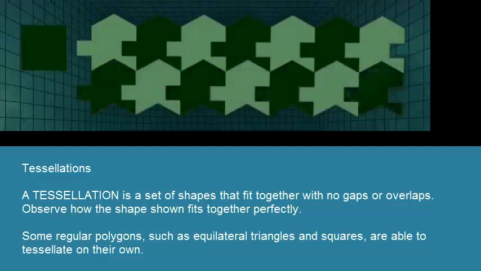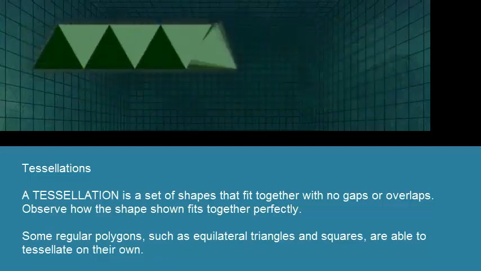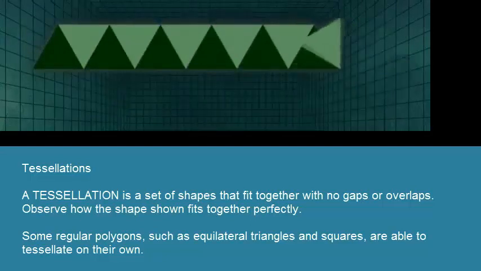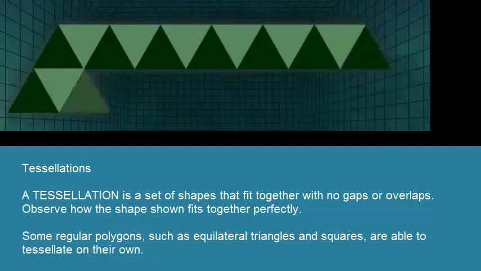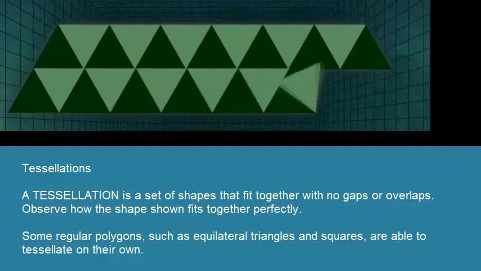Tessellations. A tessellation is a set of shapes that fit together with no gaps or overlaps. Observe how the shape shown fits together perfectly. Some regular polygons, such as equilateral triangles and squares, are able to tessellate on their own.